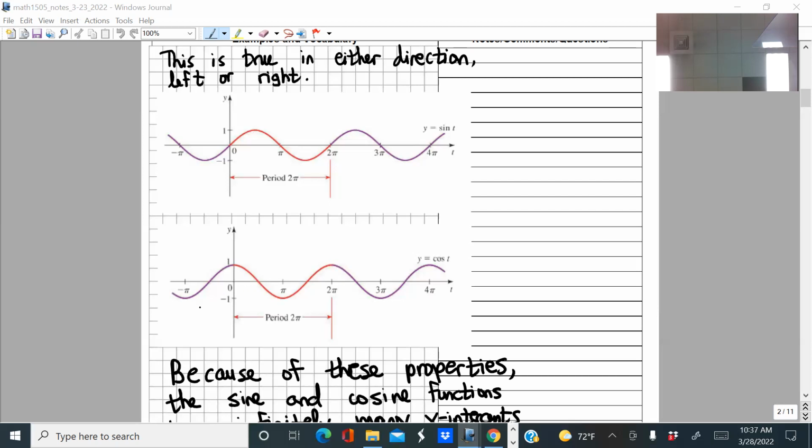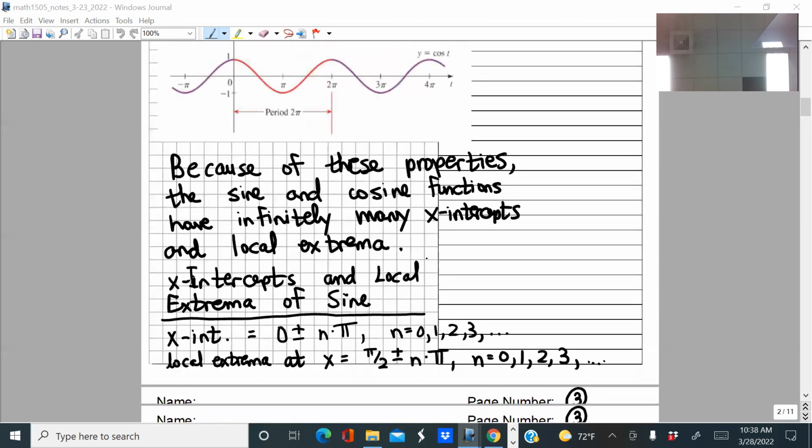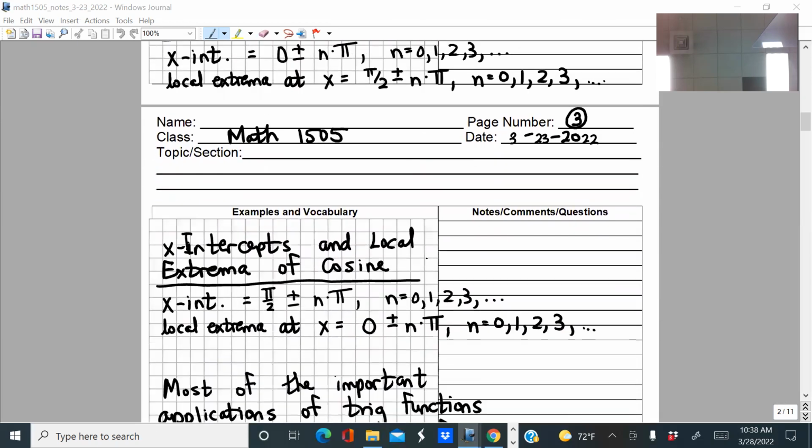And the same thing happens on the cosine curve. You get peaks or valleys every pi units, starting at 0, though, for the cosine curve, because cosine of 0 is 1. So you get a peak here at 0, you get a valley pi units away, and then another peak at 2 pi, then a valley at 3 pi, and so on and so forth. So you have lots of x-intercepts and lots of peaks and valleys on the sine and cosine curve because they're periodic. They repeat. The curve repeats every 2 pi units.